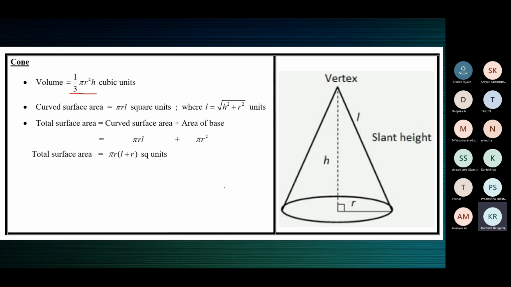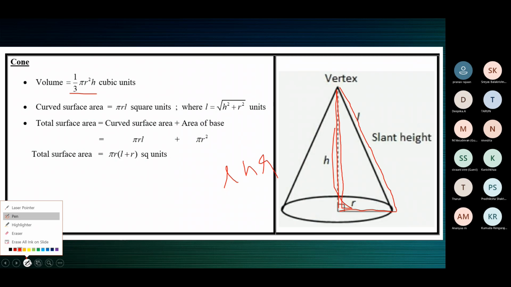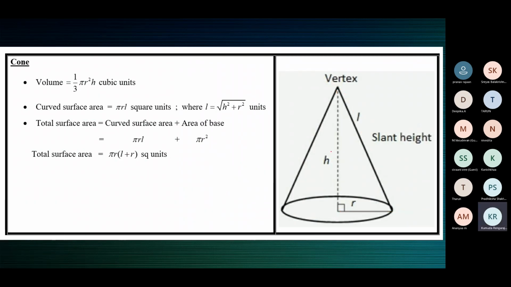I was telling you about l, h, and r, children. So r is the radius of the circle. Height is the height of the cone. When we say height, it's the perpendicular height. Slant height is this height. This is the slant height of the cone. When we take up these three line segments, they form a right circular cylinder.